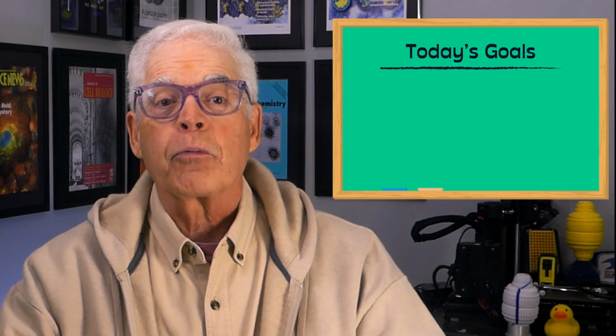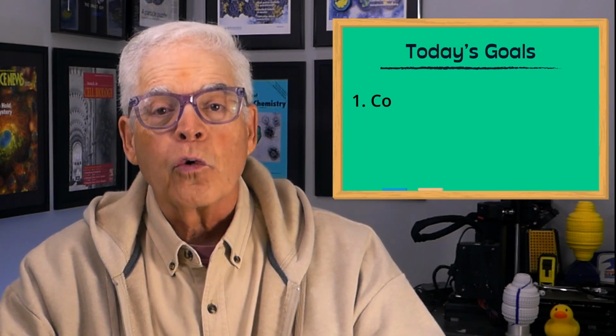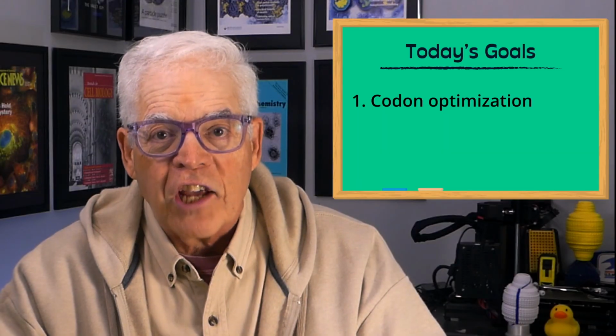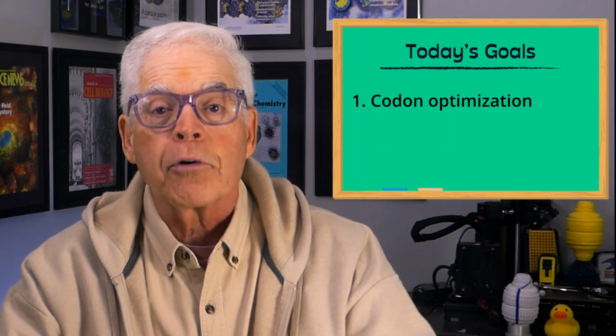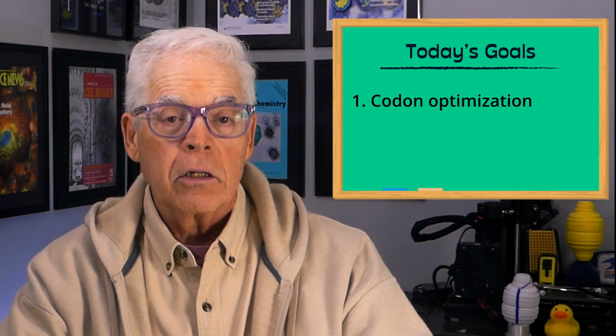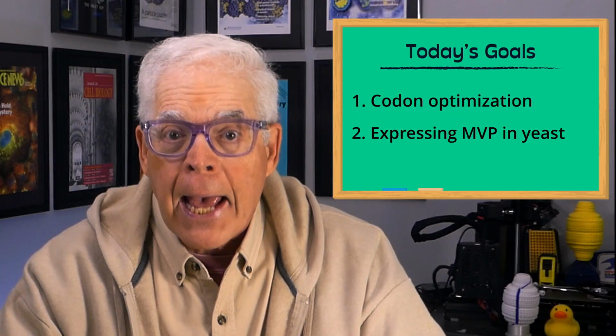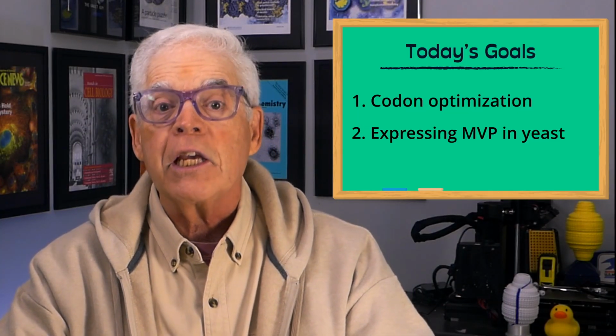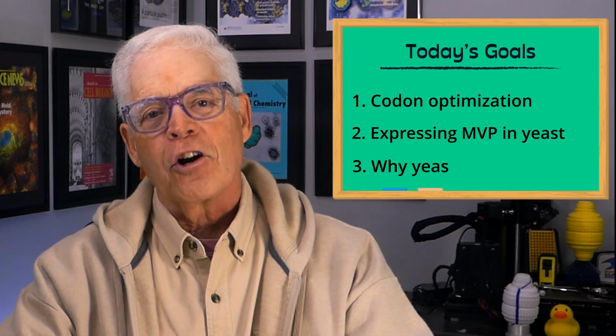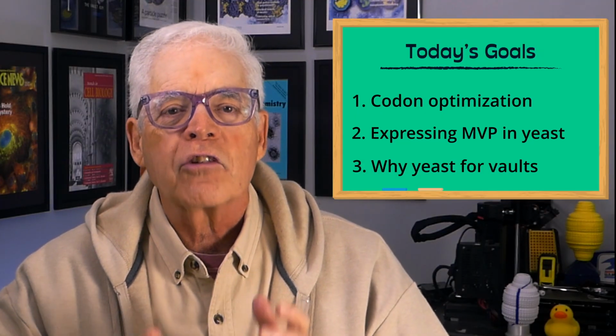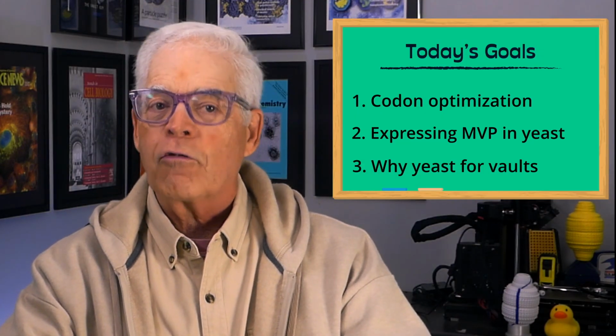Today, I want to cover three things. First, I want to explain codon optimization and why it is important if you want to express a human protein in a yeast cell. Second, I'll tell you what happened when Shally's student Meng expressed the human MVP in yeast. And third, I'll explain why yeast turn out to be a superior system for making vaults. Stick around. You might be surprised at how easy it is to supersize a vault.